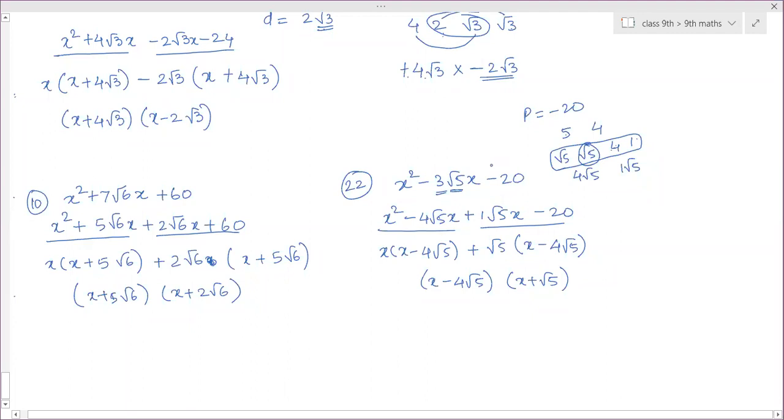Ma'am, I got a different one. I took plus 5 root 5x with x square. Yeah, fine, no issue. Then you will get the same thing. Plus root 5. So x plus root 5 in the bracket, reverse. Yeah.